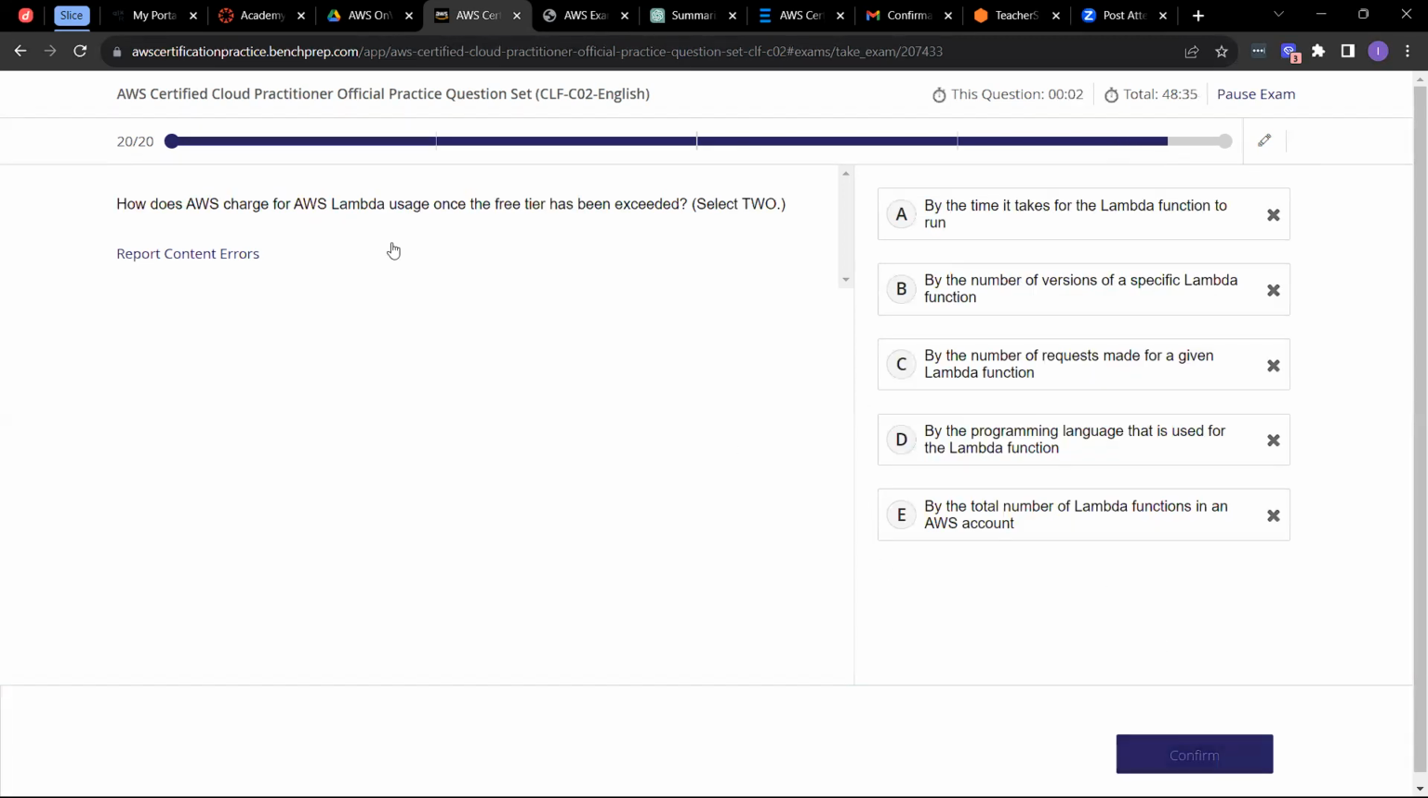So how does AWS charge for Lambda usage once the free tier has been exceeded? Select 2. This one, yeah, no idea.